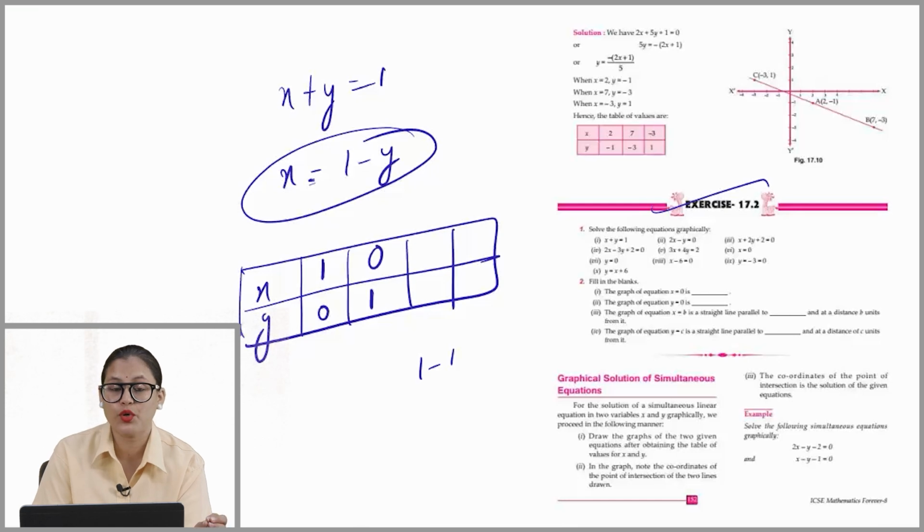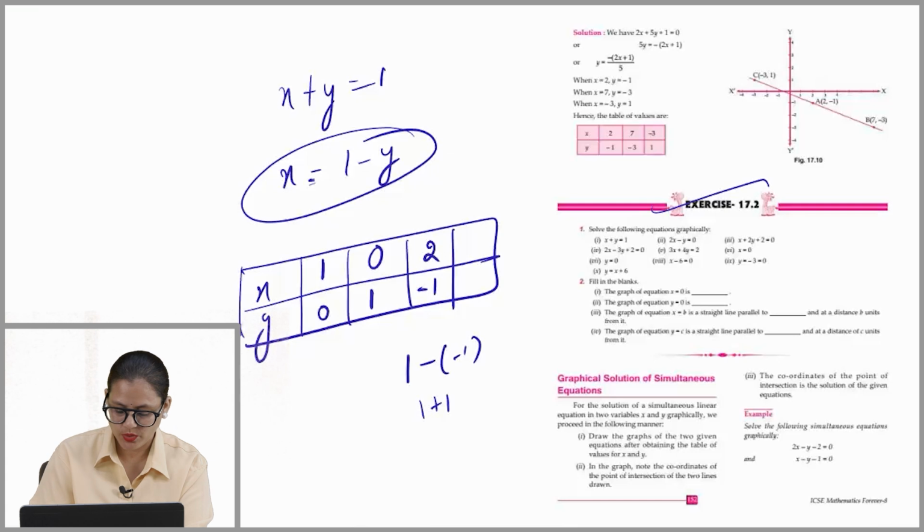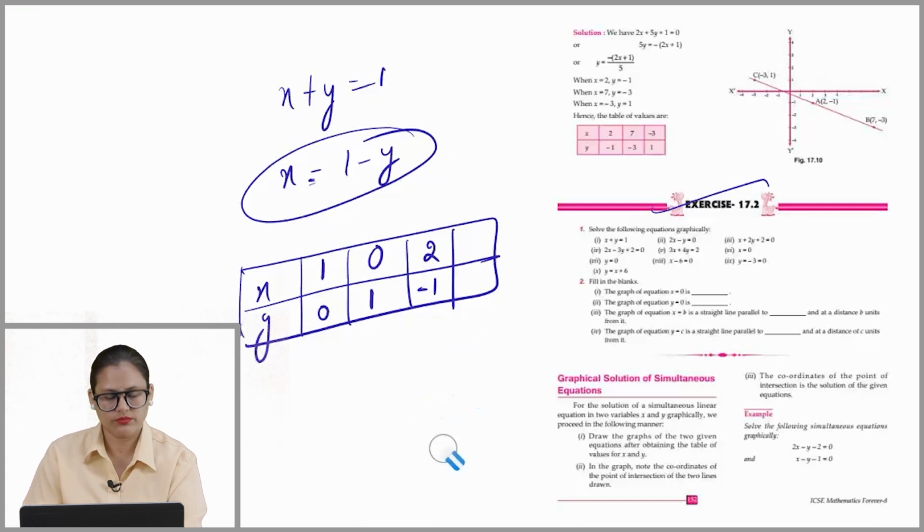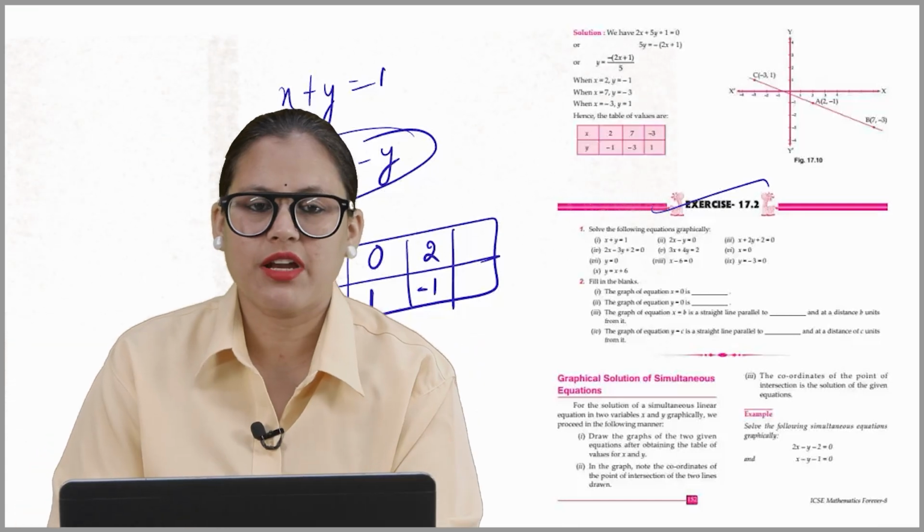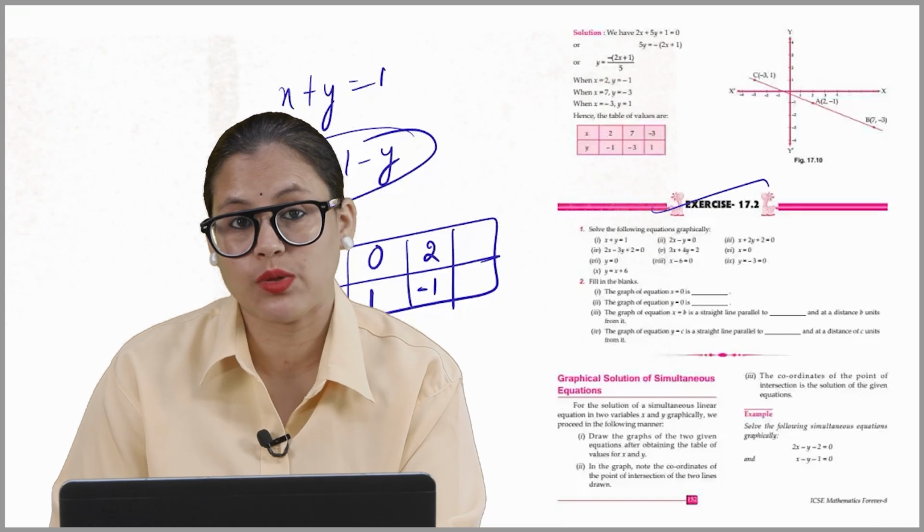0, so you will get the value of x as 0. And if you put the value of y as minus 1, so what will you get? 1 minus minus 1 is 1 plus 1, that is 2. Okay, so you can put any value of your choice, right? Next, graphical solution of simultaneous equations.